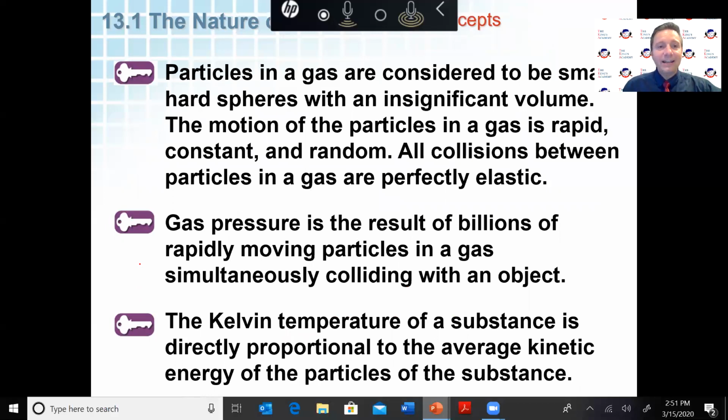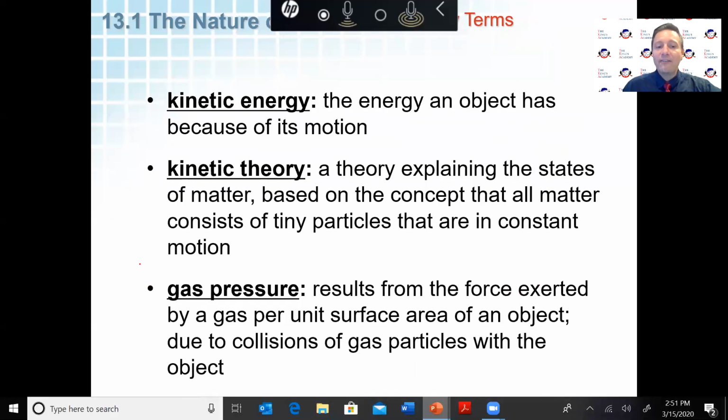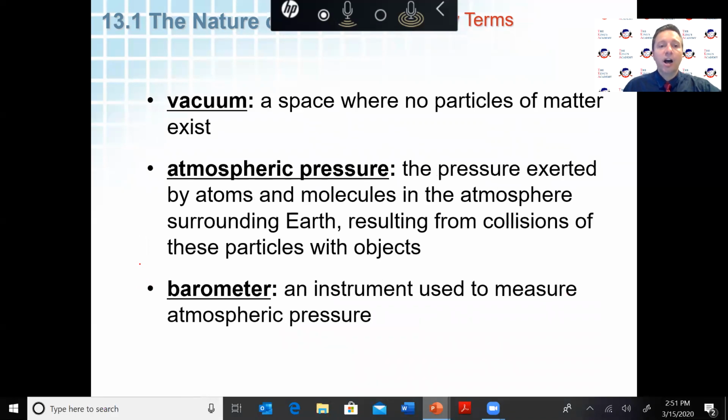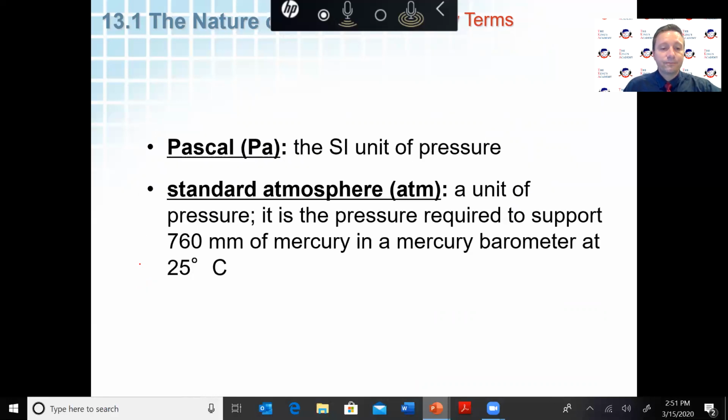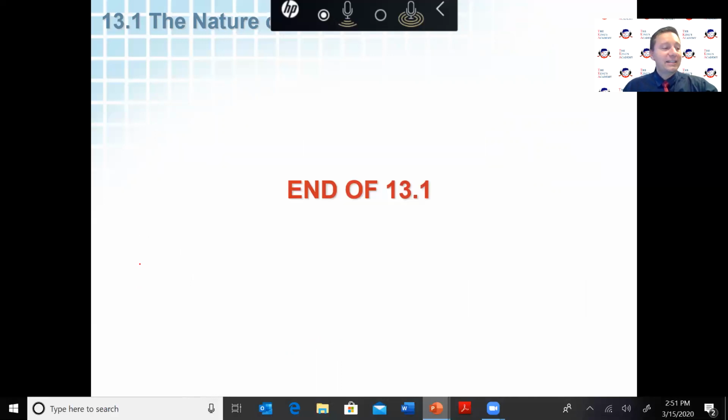And ladies and gentlemen, that is this lesson. The back of the PowerPoint slides all have your key concepts. And then we have had several vocabulary words in this section: kinetic energy, kinetic theory, gas pressure, a vacuum, atmospheric pressure, and barometer. Pascal, kilopascals, we talked about torrs, millimeters of mercury, standard atmospheres, and that is the end of 13.1.